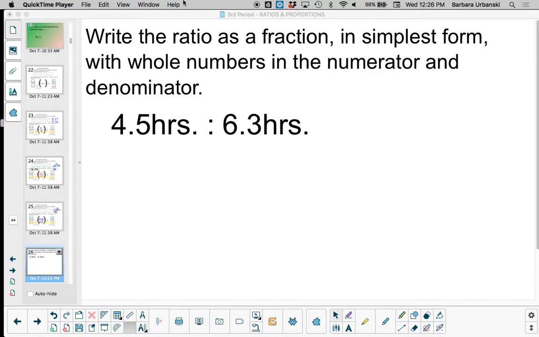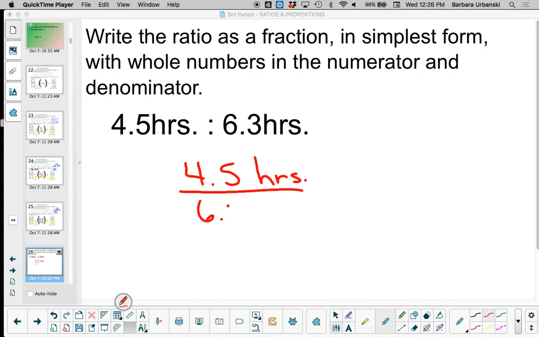So we're going to write this as 4.5 hours over 6.3 hours. So that's how we're going to start that. Instead of with a colon, we're going to write it as a fraction.